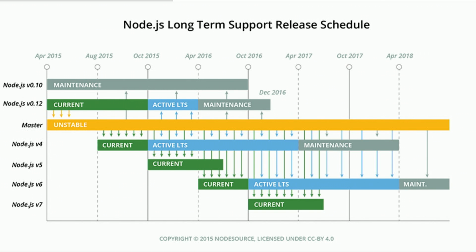We can see version 4. Version 4 was cut in August of 2015, and it was our current release for 6 months. At the end of 6 months in October, it rolled over into LTS. And our LTS, which is short for long-term support, has a 30-month support cycle. It has 18 months of active LTS, which means we're actively backporting as many commits as possible from our active support lines into our LTS support lines. After 18 months of active LTS, it goes into maintenance.